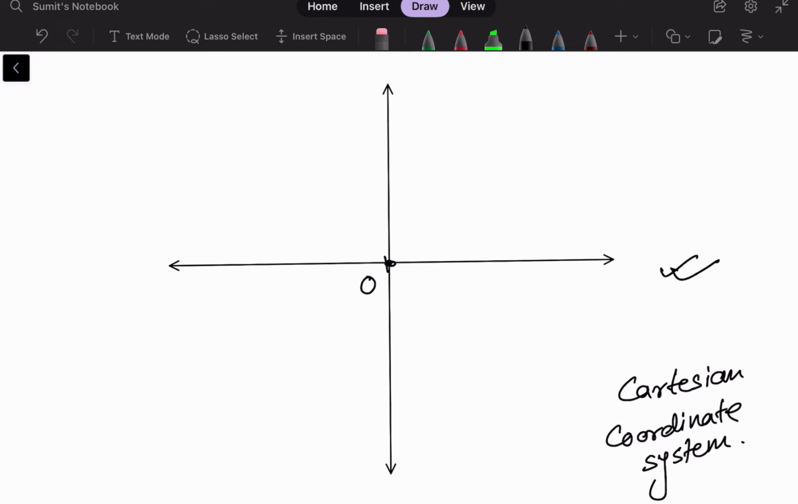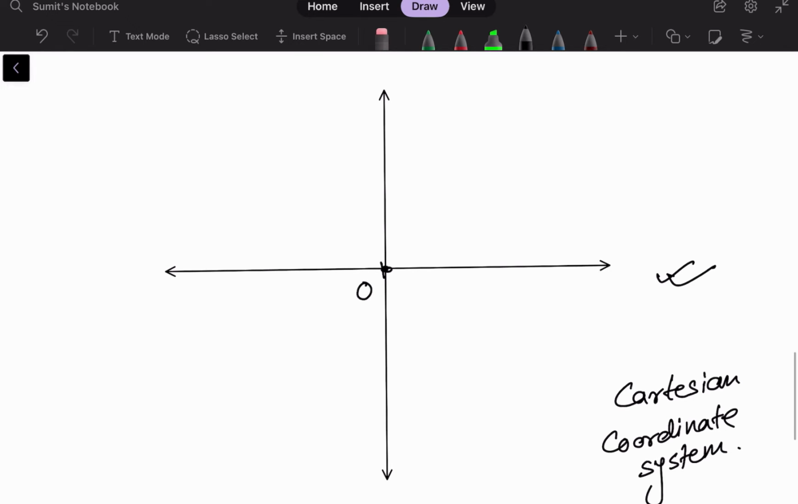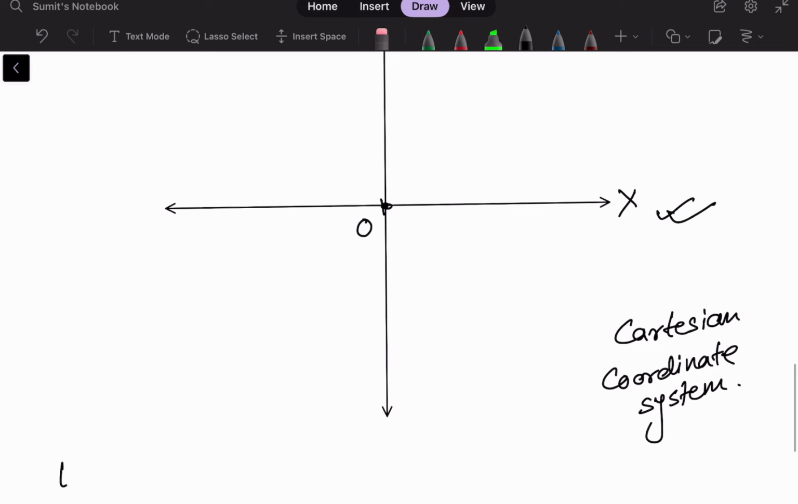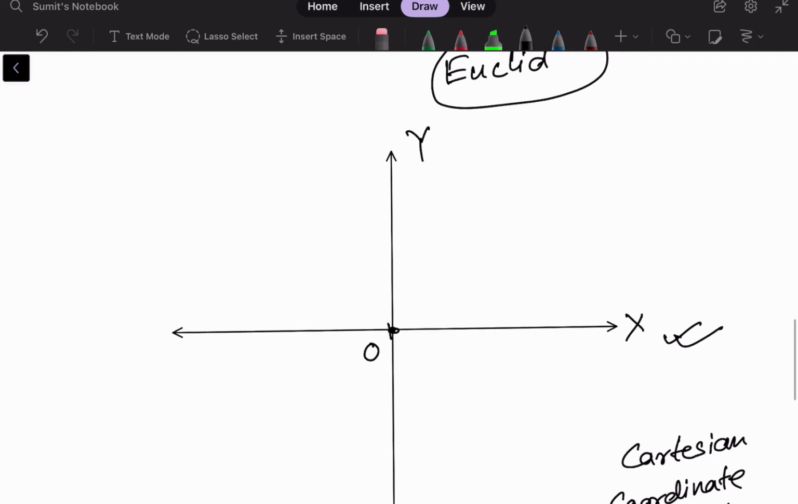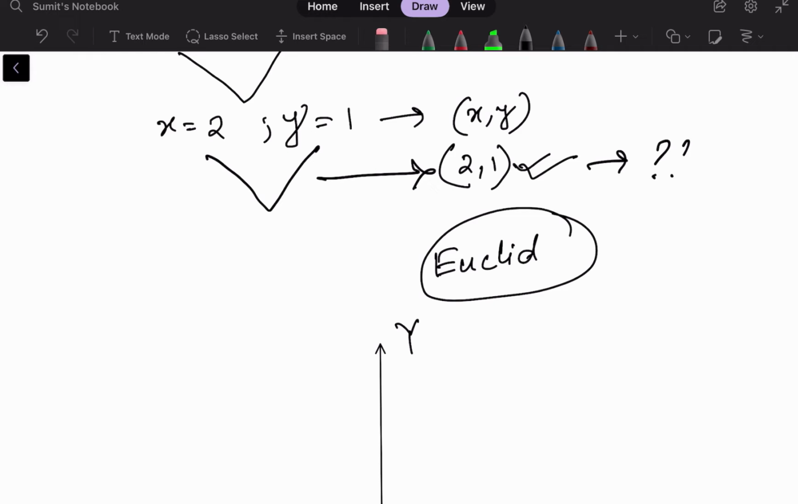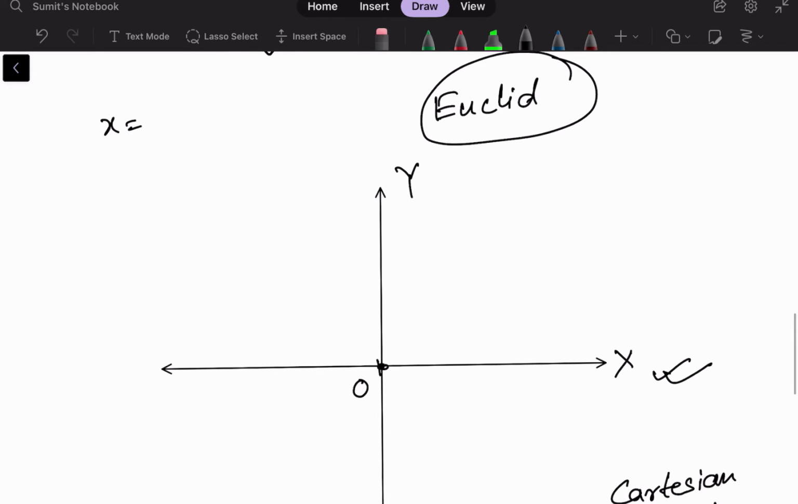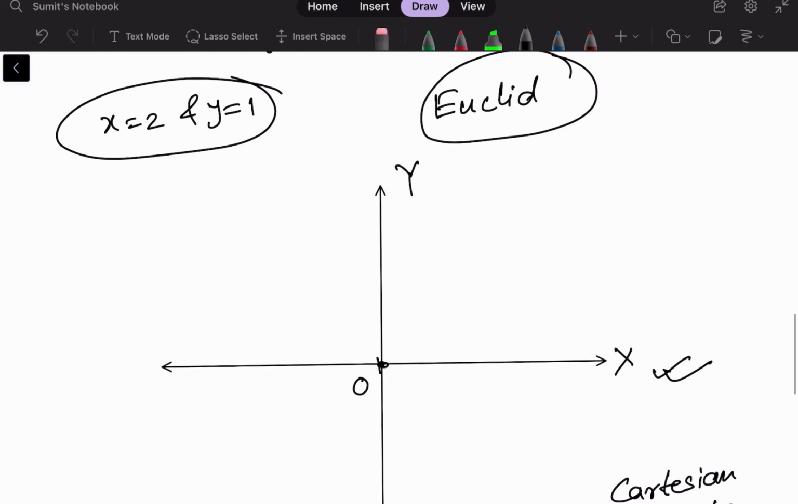You can see two lines are there. The horizontal line is called the x-axis and the vertical line is called the y-axis. Suppose I ask for x equals 2 and y equals 1. We have to put these two numbers simultaneously. So how to put x equals 2 and y equals 1?